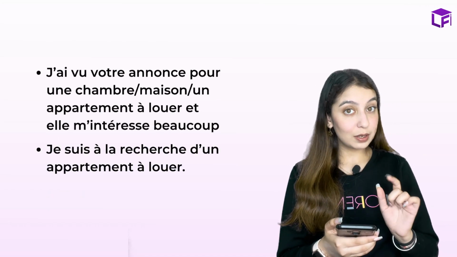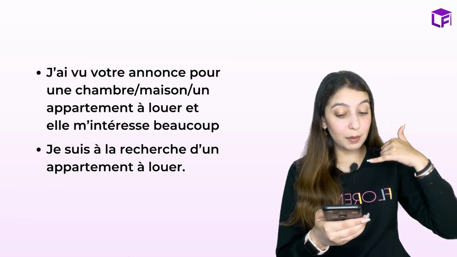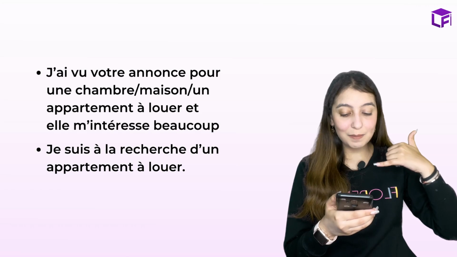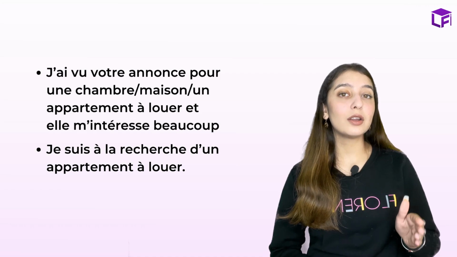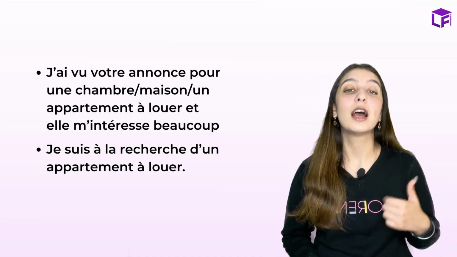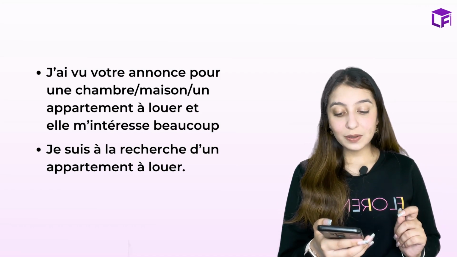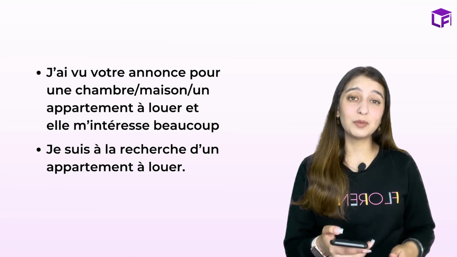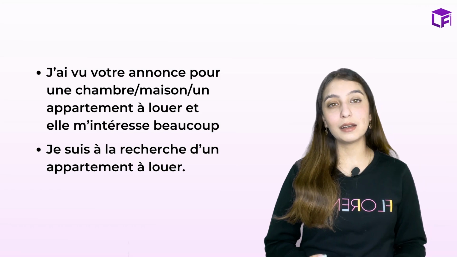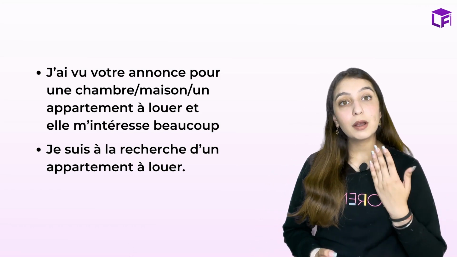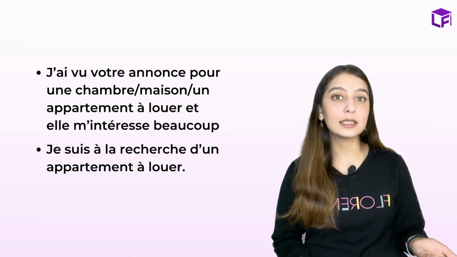Now, also you can put things like, j'ai vu votre annonce pour une chambre maison, un appartement à louer et elle m'intéresse beaucoup. I saw your announcement, I saw that petite annonce and I am very interested in it. I want to buy it, I want to get it, I want to rent it. Je suis à la recherche d'un appartement à louer and I was in a long search. I was trying to research an apartment that I can rent. So because it's matching both of your requirement, that's why you're contacting that person.